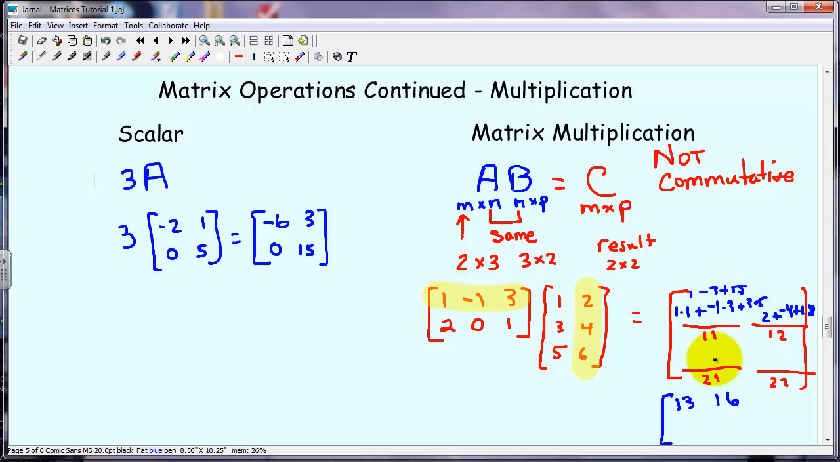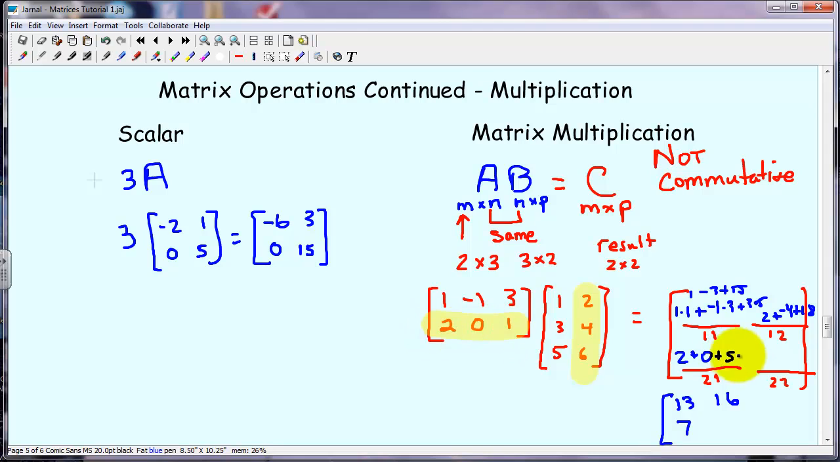Now we got to go down to here. So now we're using the second row and the first column. So let me move our highlights. So second row now and back to the first column. So 2 times 1 is 2. 0 times 3 is 0. And 1 times 5 is 5. So we have 7. And finally, we're doing row 2, column 2.